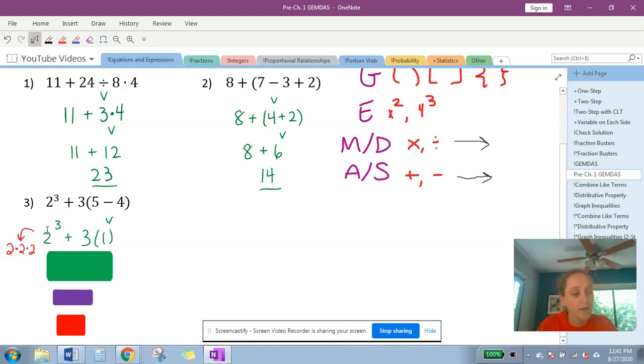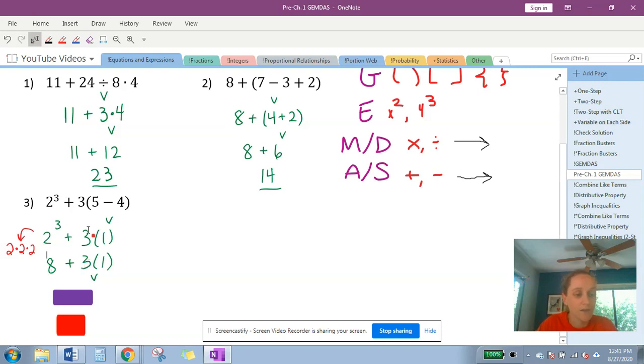I bring everything else down. And now here I have exponents, addition, and multiplication. Remember, if there's a number next to the parentheses like this, there's an invisible multiplication symbol in the middle. So I know that I do exponents before adding or multiplying. So 2 cubed would be 2 times 2. 2 times 2 is 4. And then 4 times 2 would be 8.